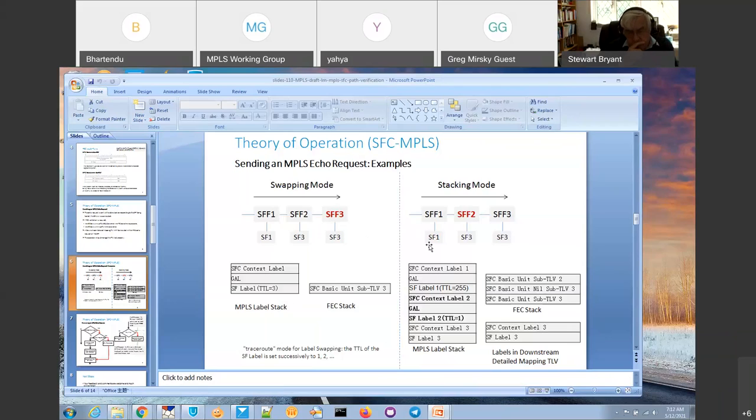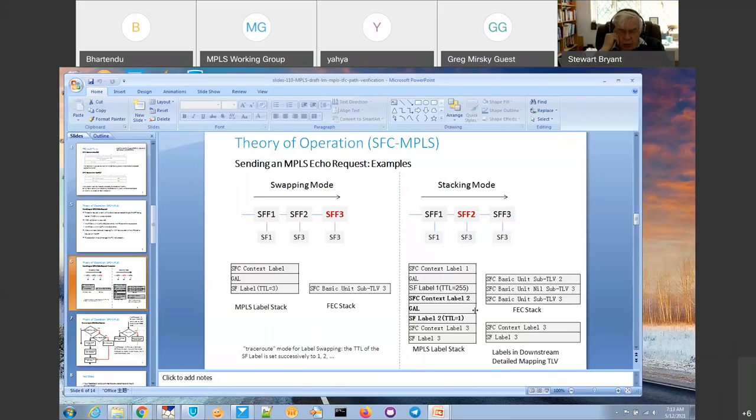But with the stacking mode or mixed mode, because that's another valid scenario, we'll have multiple basic units encapsulating the OAM packet, and that results in a GAL label being repeated multiple times. So that's effectively how we arrive at the question of multiple GAL labels in the MPLS label stack.